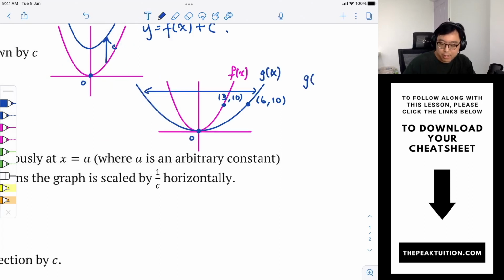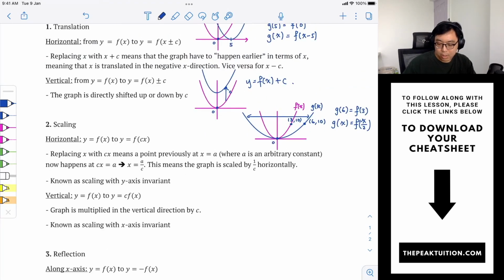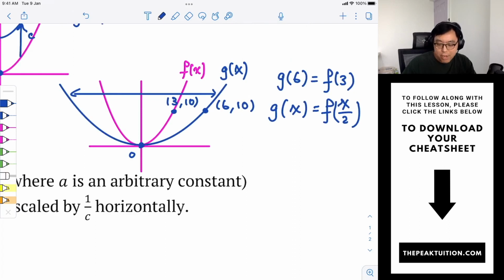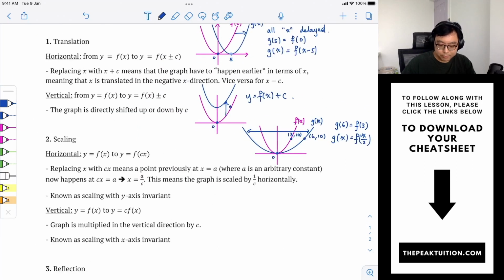So we say that g(6) equals f(3) in this example, and we can therefore write g(x) equals f(x over 2), because in this case the x is referring to the input for the g. Okay, we see that although the graph becomes stretched outwards, the scaling factor on the function is actually 1 over 2. So this is basically horizontal scaling.